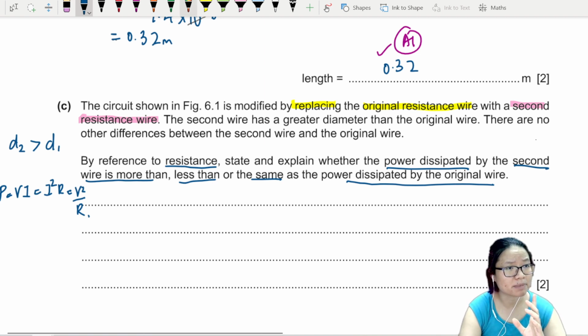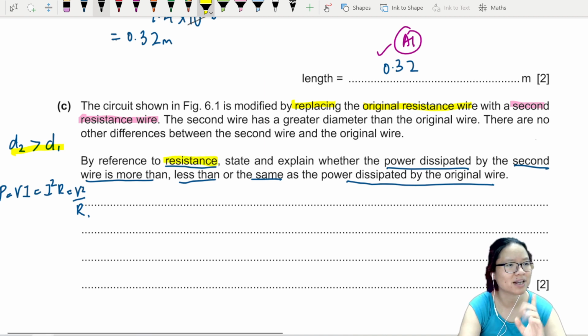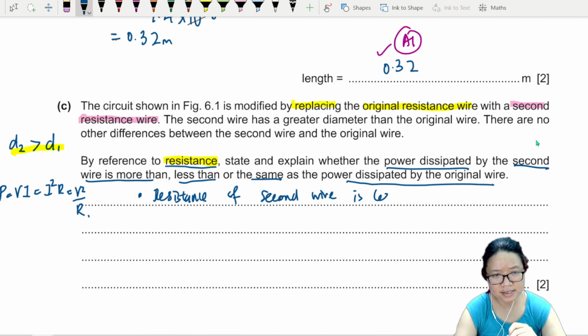Because I know the diameter changes, maybe I can write this one first by reference to resistance. Let's get the first mark first. Point number 1. The resistance of the second wire is less because it has a larger cross-sectional area. I want to get this first mark first.